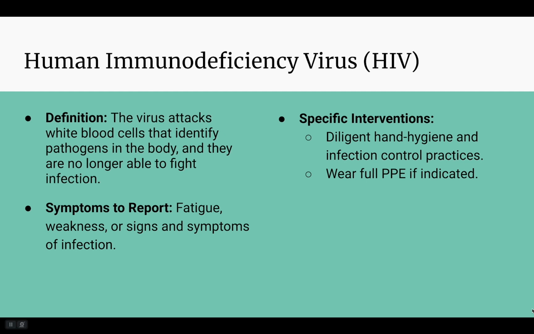Human immunodeficiency virus, HIV. Definition: the virus attacks white blood cells that identify pathogens in the body, and they are no longer able to fight infection. Symptoms to report: fatigue, weakness, or signs and symptoms of infection. Specific interventions: diligent hand hygiene and infection control practices. Wear full PPE if indicated.